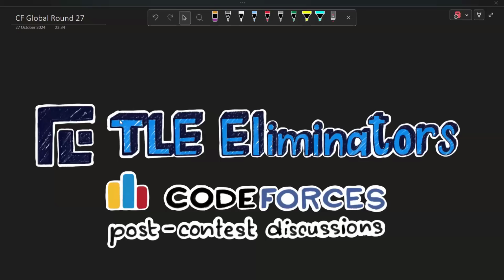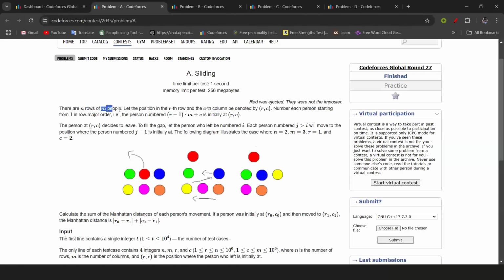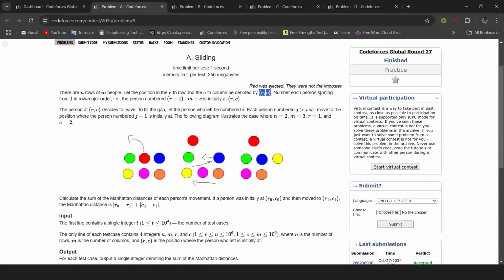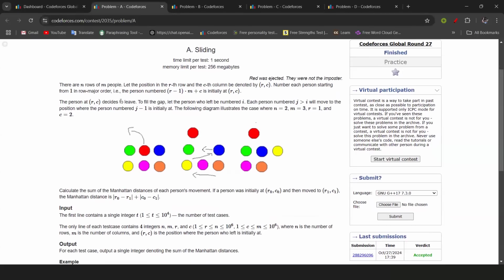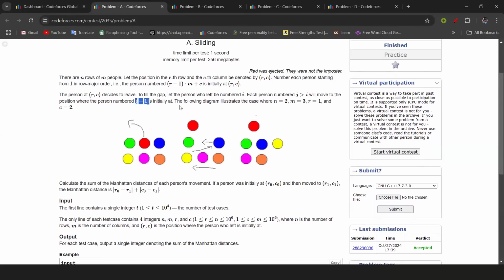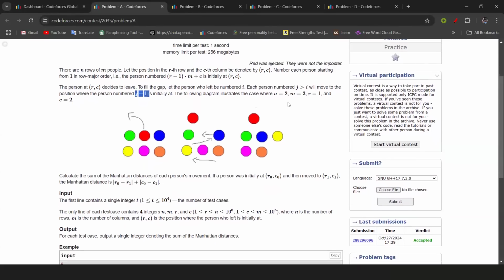Okay, so in the first problem, we're given that there are n rows and m people. Let the position in the rth row and the cth column be denoted by r, c. Number each person starting from 1 in row-major order, that is, the person numbered (r minus 1) times m plus c is initially at r, c. The person at r, c decides to leave. Let the person who left be numbered i. Each person numbered j greater than i will move to the position where the person numbered j minus 1 is initially at. The following diagram illustrates this.